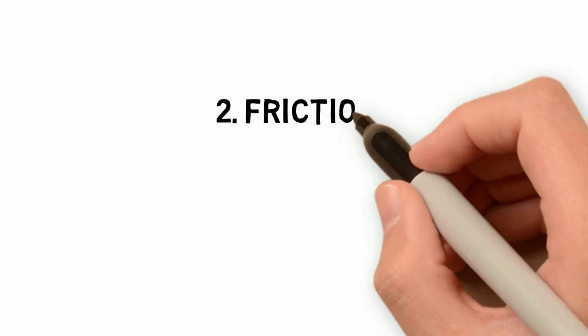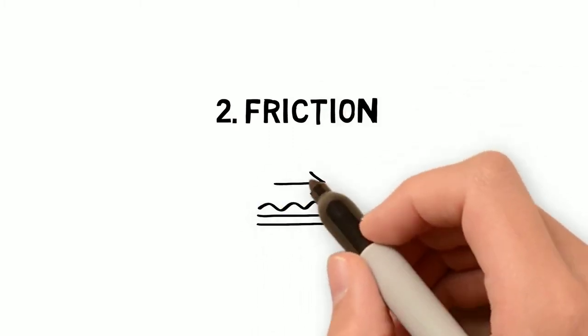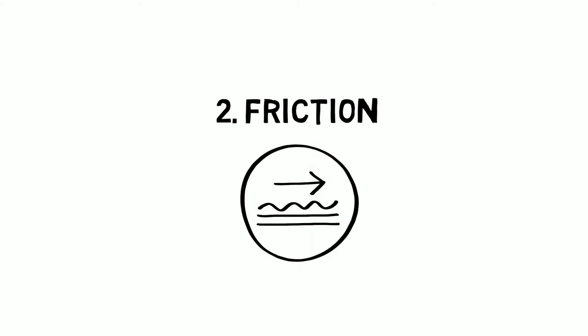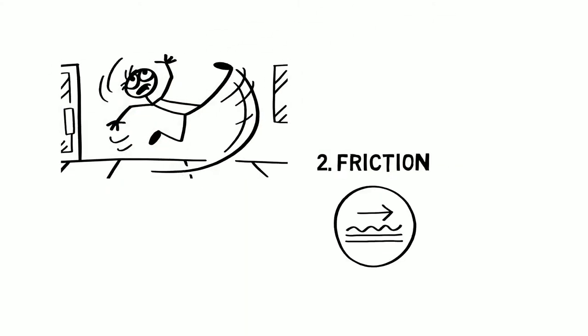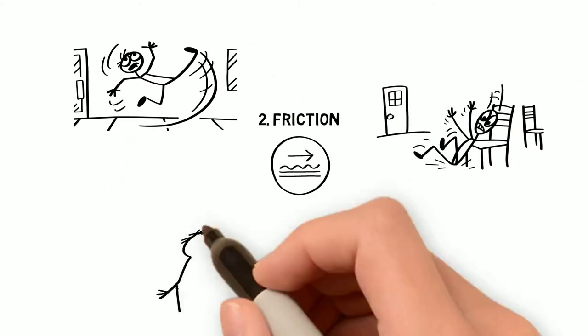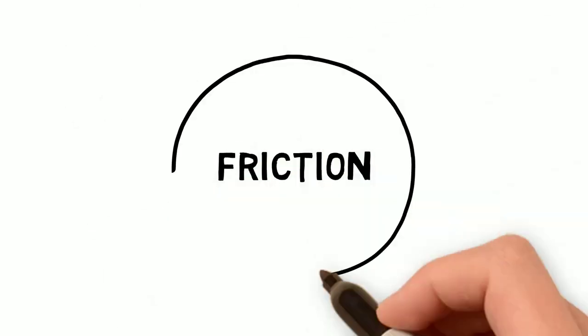2. Friction. In the simplest of terms, friction is the rubbing of two surfaces against each other. Without friction, you wouldn't be able to walk down the street, sit in a chair, or hold your coffee cup. But when it comes to the formation of pressure ulcers, friction is a very bad thing.